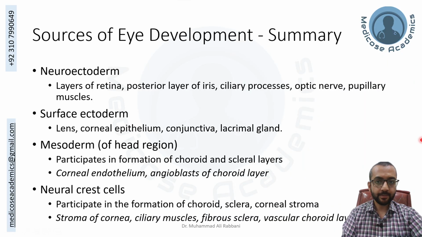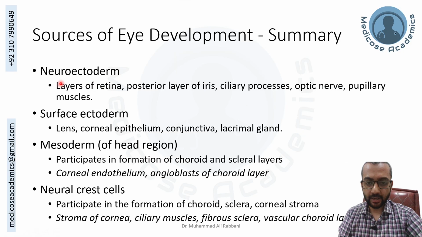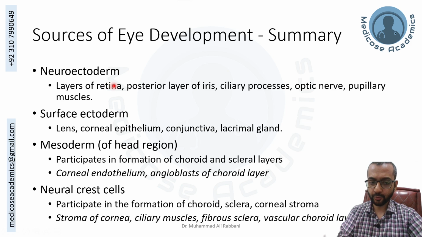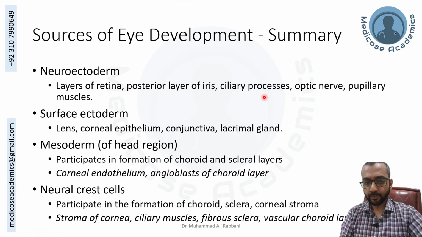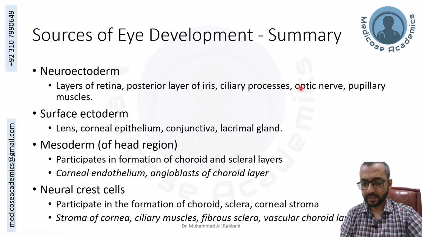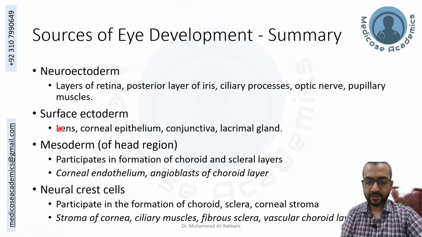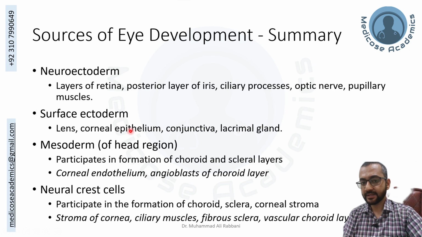So let's summarize. Where does the eye develop from? The neuroectoderm was responsible for making the two layers of retina, pigmented and neural, and the neural was later further divided into optica and ceca, and ceca was further divided into iris and ciliary parts. So it makes the posterior layer of iris, it makes the posterior layer of ciliary process, and from there suspensory ligaments, and through retina it also makes the optic nerve, and through this layer of iris it makes the pupillary muscles. Surface ectoderm is responsible for making the lens and the outer surface of the cornea, the corneal epithelium. We will see in the following slides the conjunctiva and lacrimal glands.